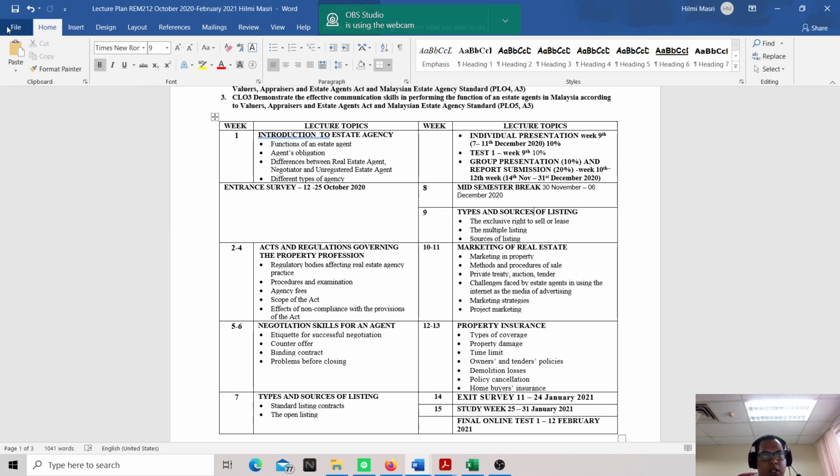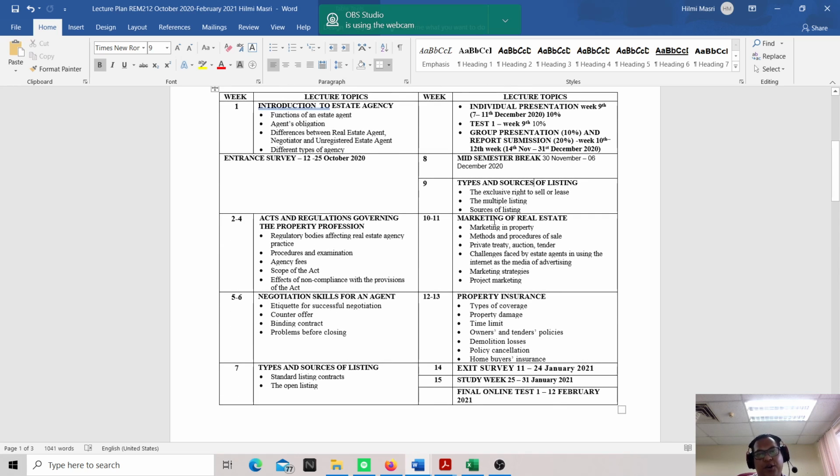Okay, and after your mid-semester break, on the 9th week, when you come back online, is for you to learn relating to the types and sources of listing. What is the exclusive right to sell or lease, multiple listings available, and sources of listing. How you are going to get this list of properties for you to generate your business.